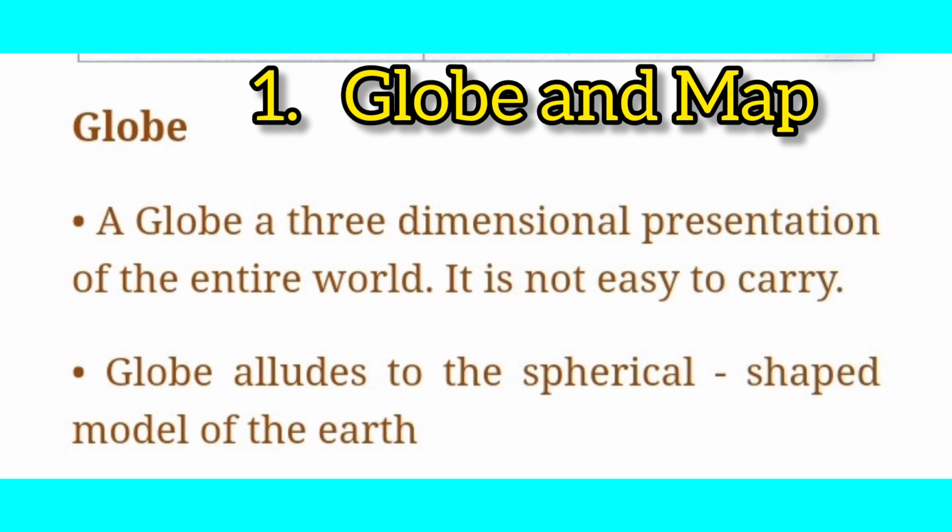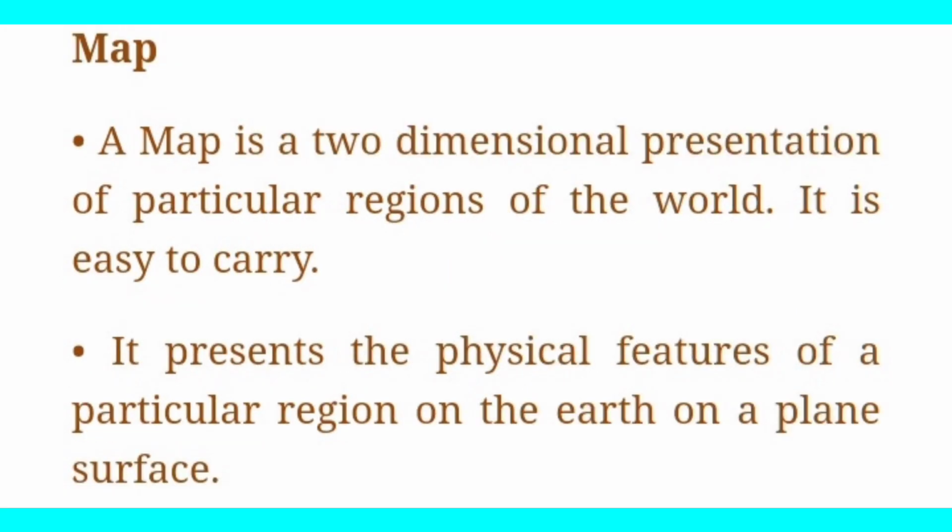Write the differences between globe and map. Then map: a map is a two-dimensional presentation of particular regions of the world. It is easy to carry. Second point, it presents the physical features of a particular region on the earth on a plane surface.